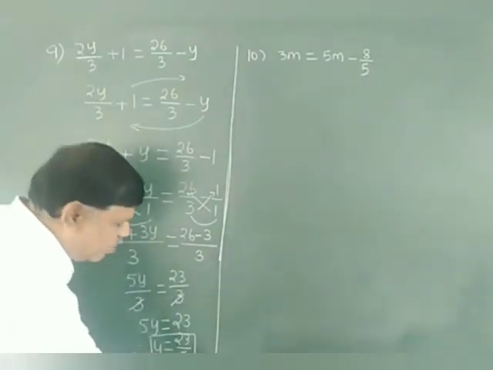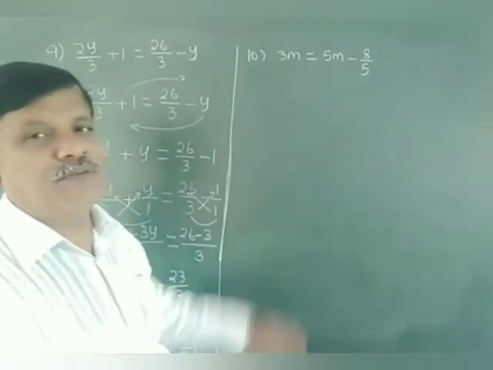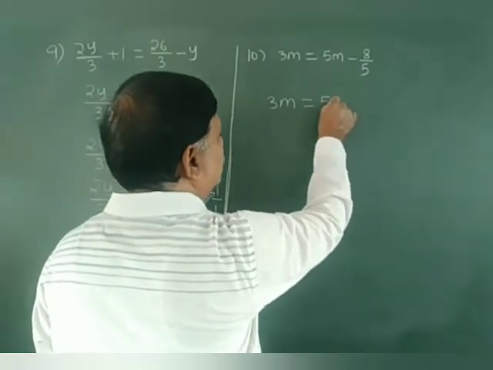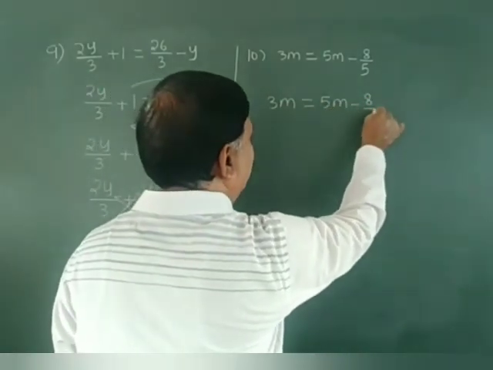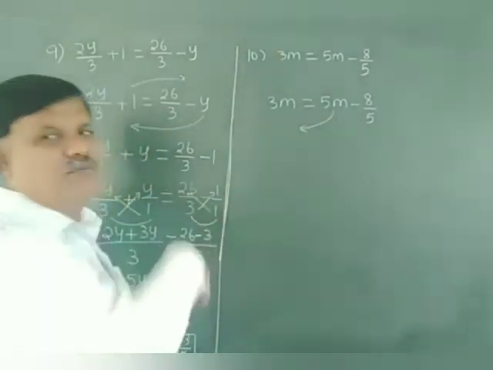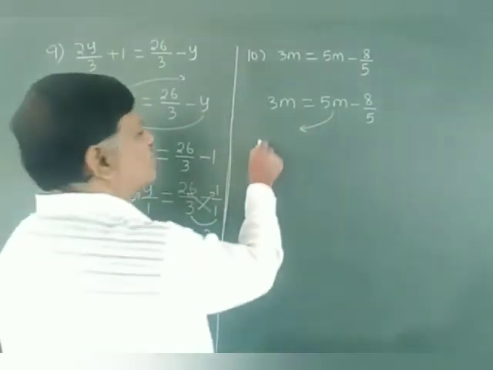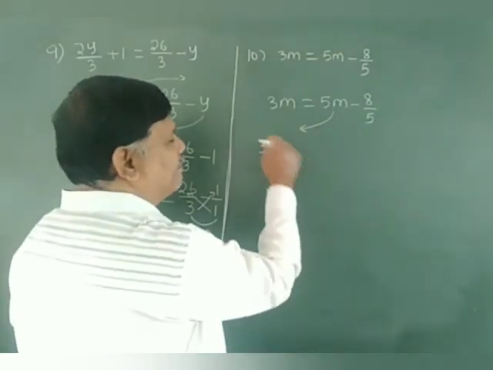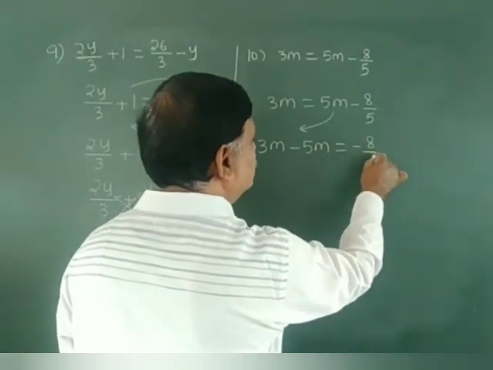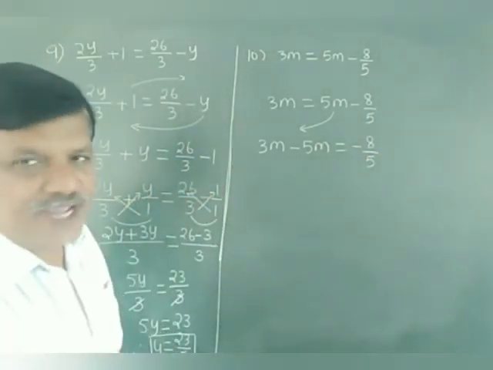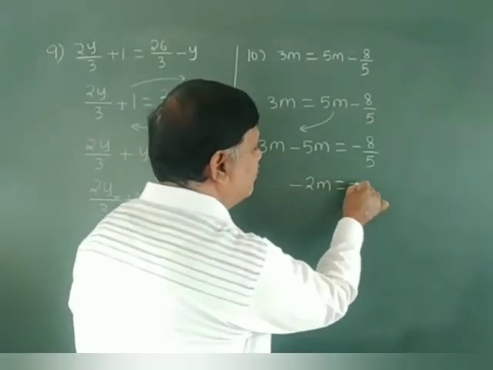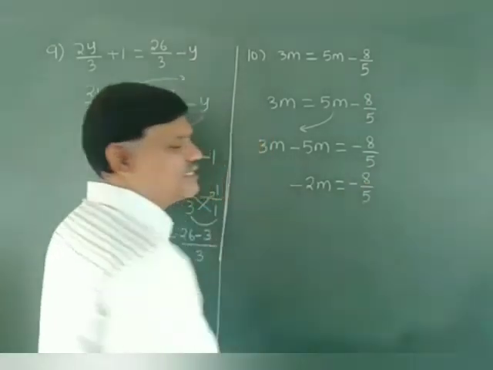Okay. Now we go for the last problem of this exercise. Now what do you have? 3m equal to 5m minus 8 by 5. Here only one transposition. What is that? 5m is brought to what? To LHS. Okay. So we have 3m plus 5m comes to LHS as what? Minus 5m equals to minus 8 by 5. Now 3m minus 5m is equals to minus 2m equals to minus 8 by 5.